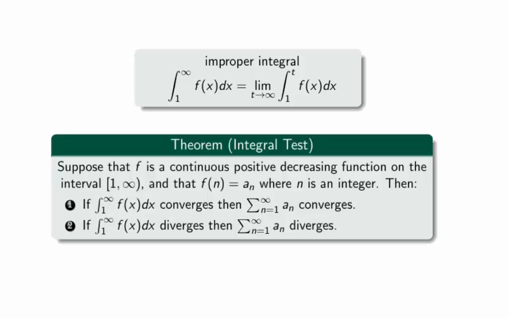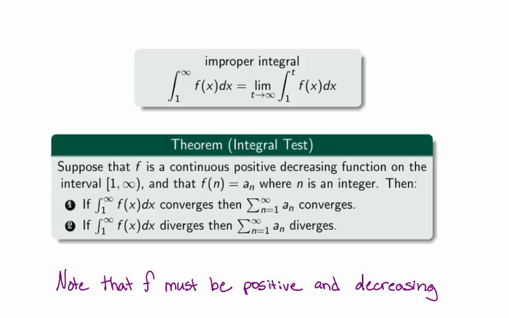Then the integral test says, suppose that f is a continuous, positive, decreasing function on the interval 1 to infinity, and that f of n equals a sub n, where n is an integer. Then, if the integral from 1 to infinity of f of x dx converges, then the sum n equals 1 to infinity of a sub n also converges. And if the integral from 1 to infinity of f of x dx diverges, then the sum n equals 1 to infinity of a sub n also diverges. Note that the function f must be positive and decreasing for this to work.